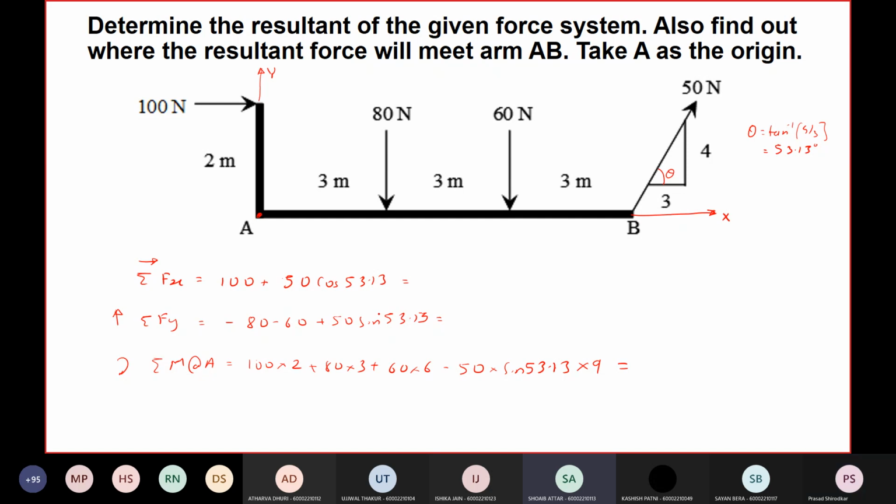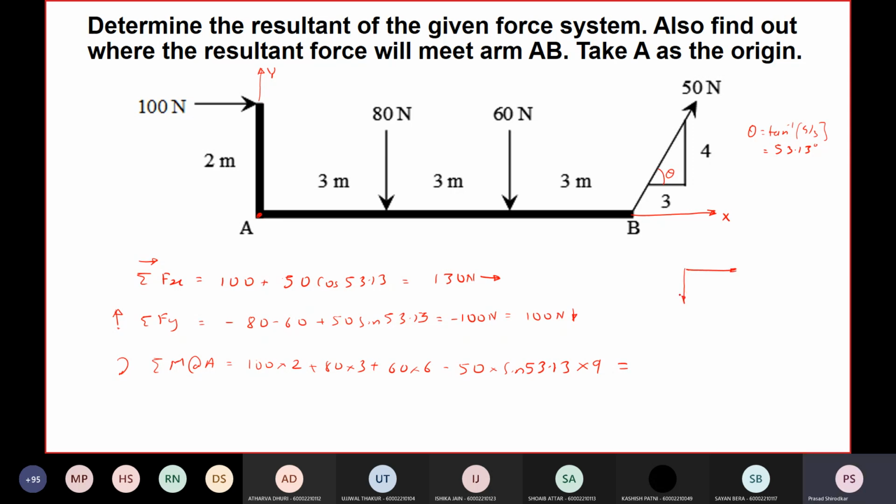Sir, why you took Fx is 130? Yes, Fx is 130 and you are getting it positive, so it is in right hand side direction. Fy is minus 100 Newton. Is 100 Newton. So we assumed upwards positive, it is coming negative, that means 100 Newton is in downward direction. Okay, so your Fx is like this.